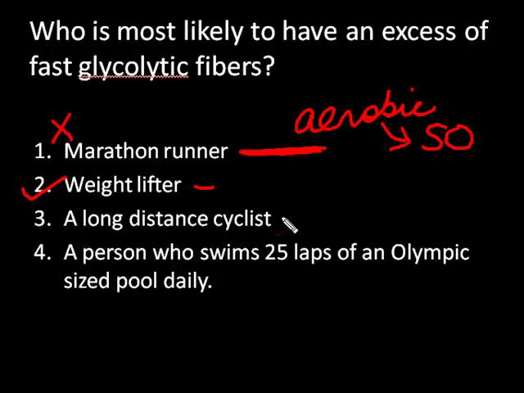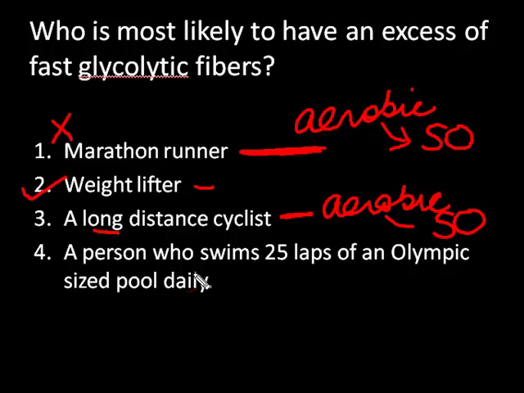A long distance cyclist, again, the activity continues for a long time because this is long distance. So again, they need constant supply of ATP, which is provided by aerobic activity, which again would be slow oxidative fibers. And the same goes for a person who swims 25 laps of an Olympic-sized pool daily. 25 laps is a long time. So again, the activity is not short bursts as up here, but for a long period, which needs a constant supply of ATP. So again, it depends on aerobic mechanisms, which is slow oxidative fibers. So therefore, the answer to this question is a weightlifter.